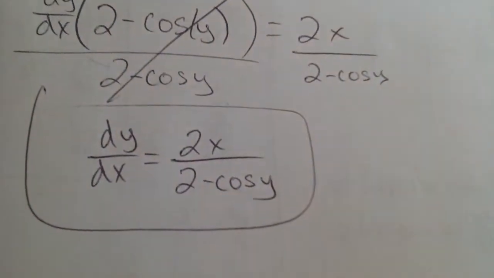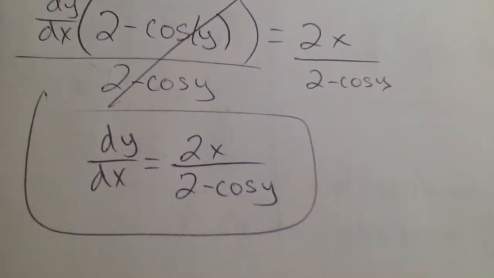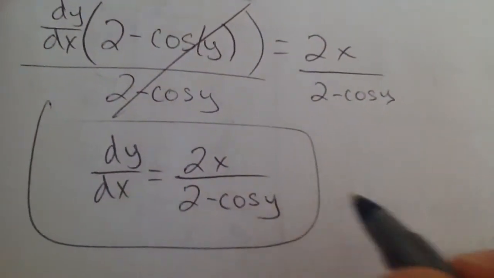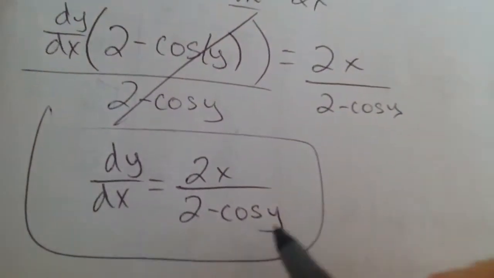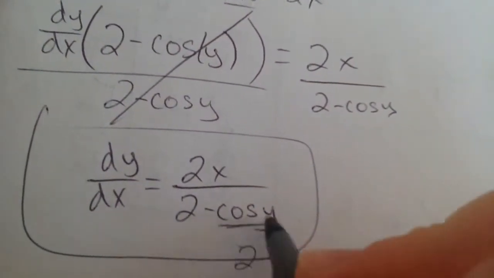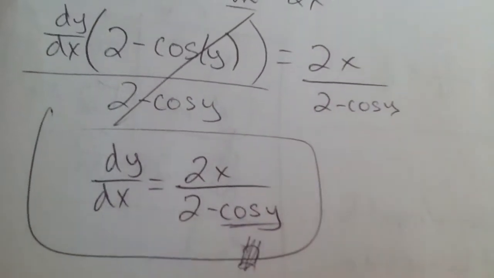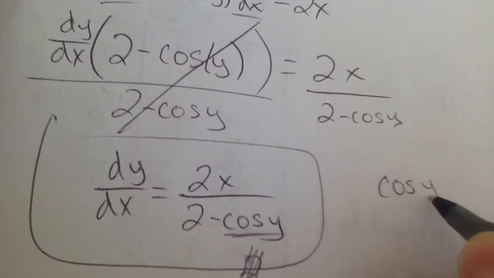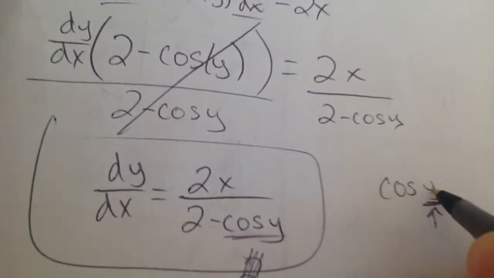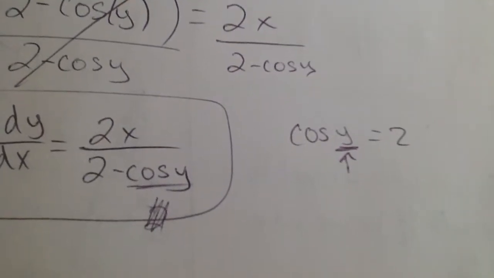You have to think, how would I get undefined for my answer? You'd have that if you got 0 on the bottom, right? So if the cosine of y was 2, you'd have 2 minus 2 on the bottom, we'd have 0 on bottom, and it would be undefined, right? Well, if I do the cosine of anything, will I ever get 2 as my result?